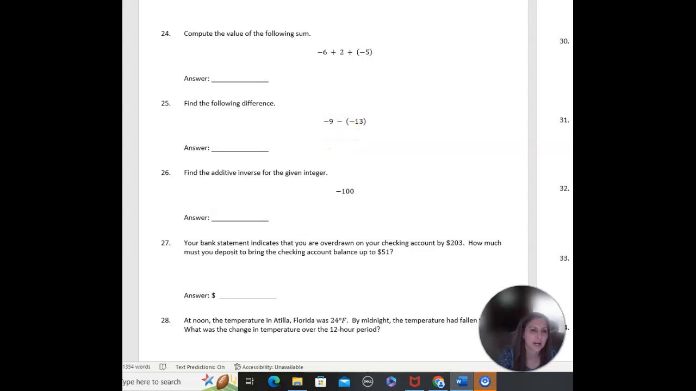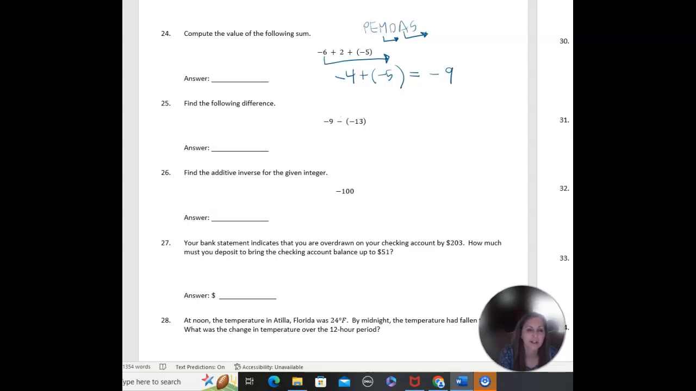We add and subtract from left to right. Make sure you do it in the order. Remember PEMDAS, please excuse my dear Aunt Sally. Multiplication and division are done from left to right. Addition and subtraction, left to right. So negative 6 plus 2 gives me a negative 4. And then a negative 4 plus a negative 5. A negative plus a negative is just a bigger negative. The answer would be negative 9.